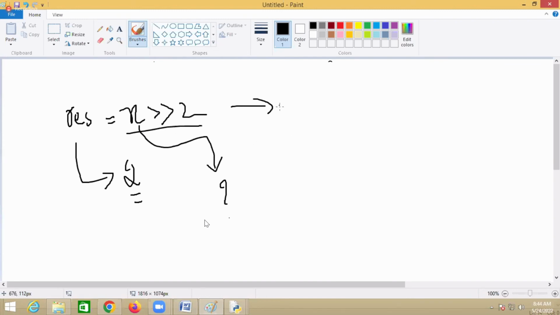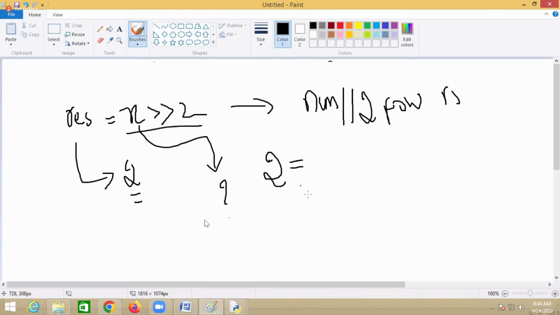What is the formula here? Redshift formula is what? Declining number divided by 2 to the power of what? N. Number divided by 2 to the power of n. Tell me, what is the result?